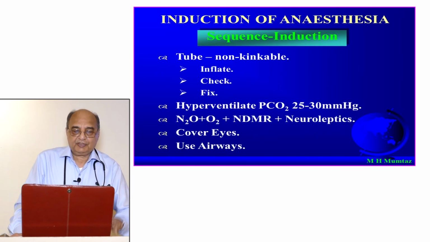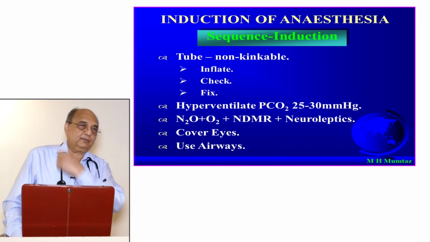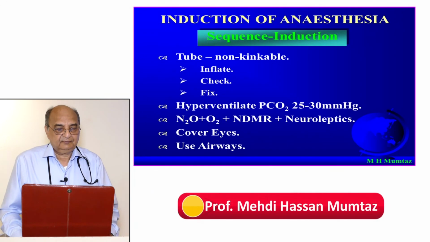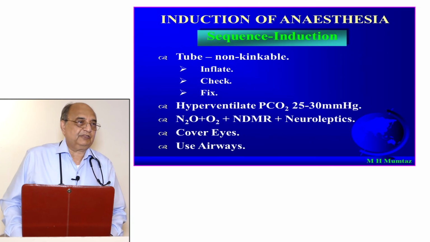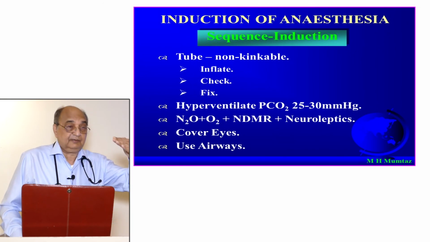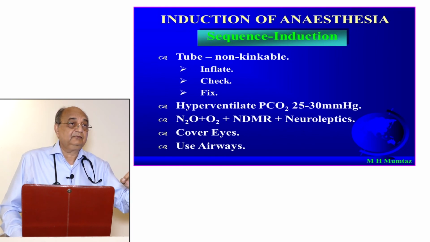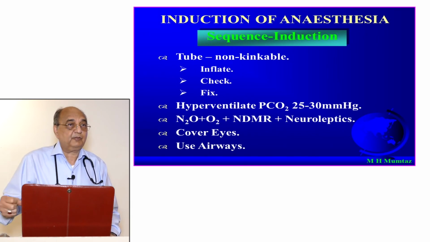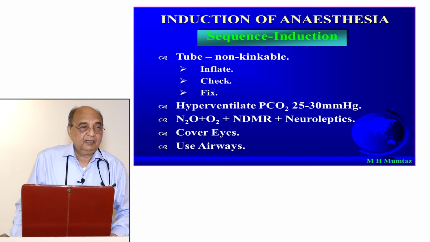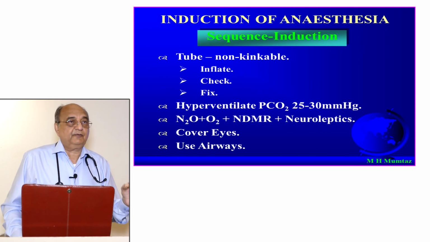Now, still on the sequence of induction, the tube should be a non-kinkable tube. Bend it so that the hole remains patent. Now, inflate, check and fix. Once you put the tube down, you are looking at it. Once the upper part of the cuff of the tube is below the vocal cord, then you inflate the cuff. Okay? Then you check whether it is properly inflated, and auscultate on both sides. Then you fix the tube. Keep your hand there to stabilize it till you have fixed it.